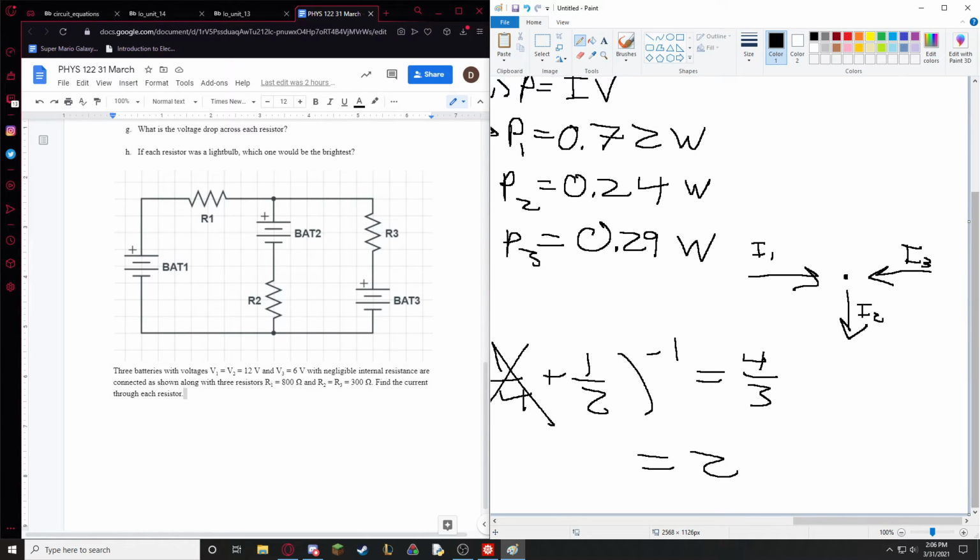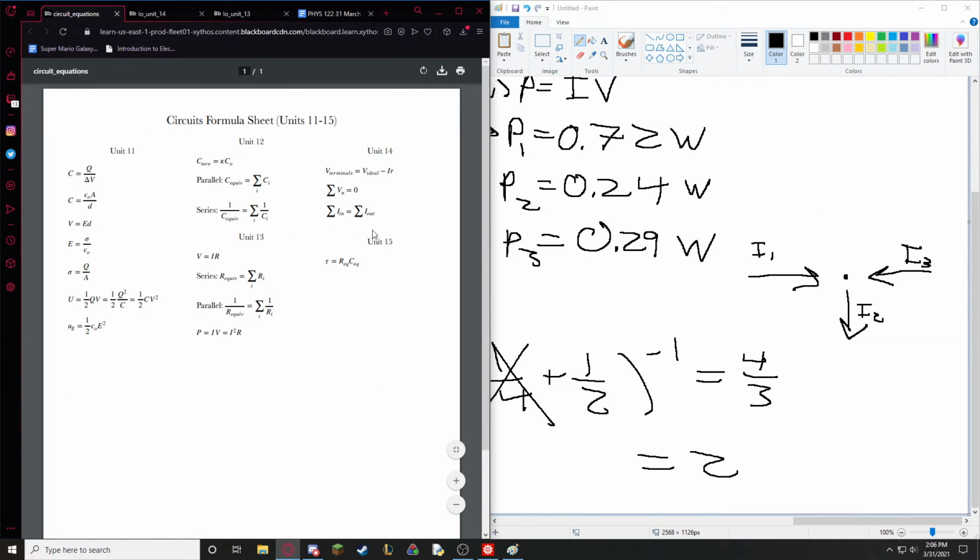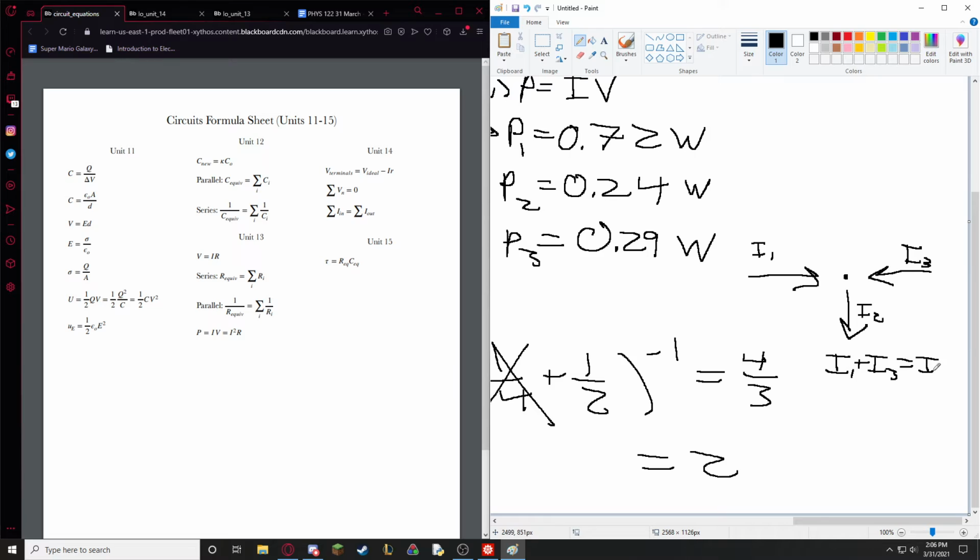Right. So he has it written as the sum of I in is equal to the sum of I out. The way I would put this is I1 plus I3 going in is going to equal I2 out. And then you could move I2 to the left side, where it's I1 plus I3 minus I2 is equal to 0. I see.